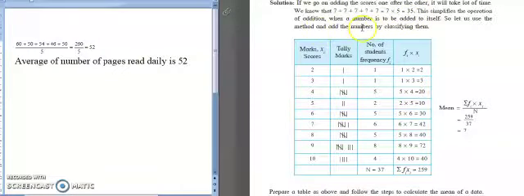So let us use the method and add the numbers by classifying them. See here, the marks given here, the scores, are xi. So write down the scores given here. Different scores we have to write down.